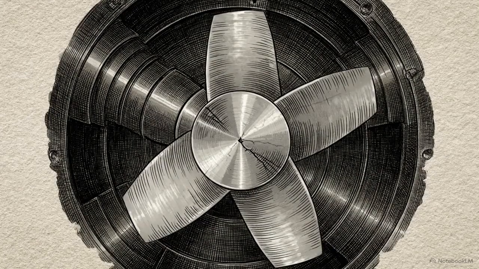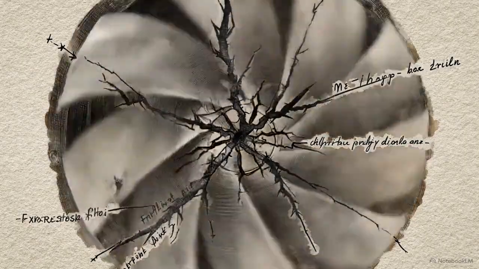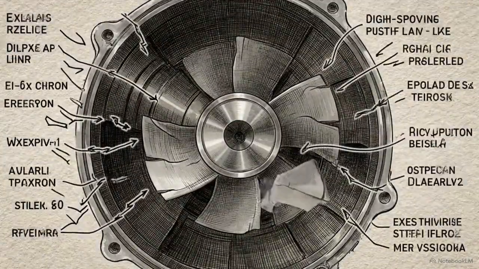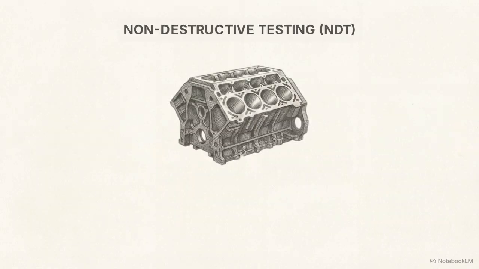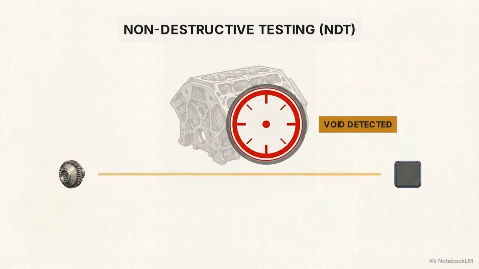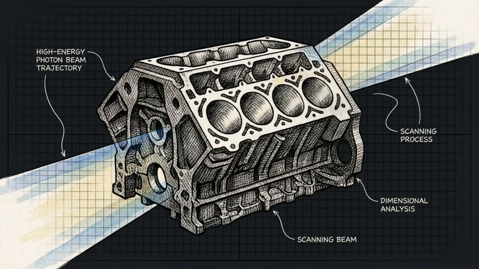If a hidden internal void remains undetected in a high-stress component, it will eventually cause catastrophic mechanical failure under load, snapping the part entirely. Preventing these industrial disasters requires a method to see inside solid metal without destroying the component itself. This is the definition of non-destructive testing, or NDT.